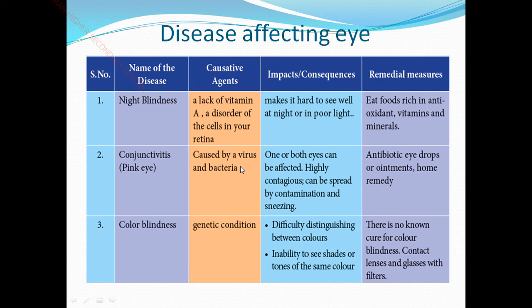Conjunctivitis is caused by a virus or bacteria. Here one or both eyes can be affected, and this is highly contagious. What do you mean by contagious? It can be spread through touch. It can be spread from one person to another person, so that is called contagious, and it can spread by contamination and sneezing. If a person sneezes, this bacteria or virus can spread to the other person, so this is a contagious disease.